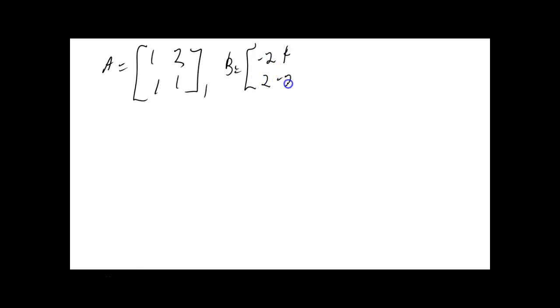Here we'll have A equal to [[1, 2], [1, 1]] and B equal to [[-2, 4], [2, -2]]. Well, first thing I want to do is pull out a 2. So this could also be written as 2 times [[-1, 2], [1, -1]]. Oh, that looks familiar.